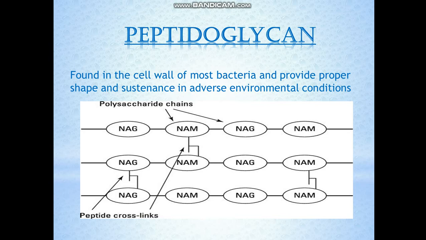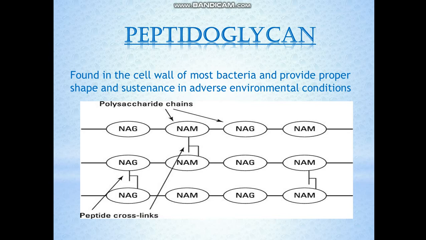So what is the type? If you can see that the repeating units are alternate, what will be the type of this polysaccharide? Yes, this is a heteropolysaccharide. Why? Because the repeating units are alternate. They are not of the same kind.